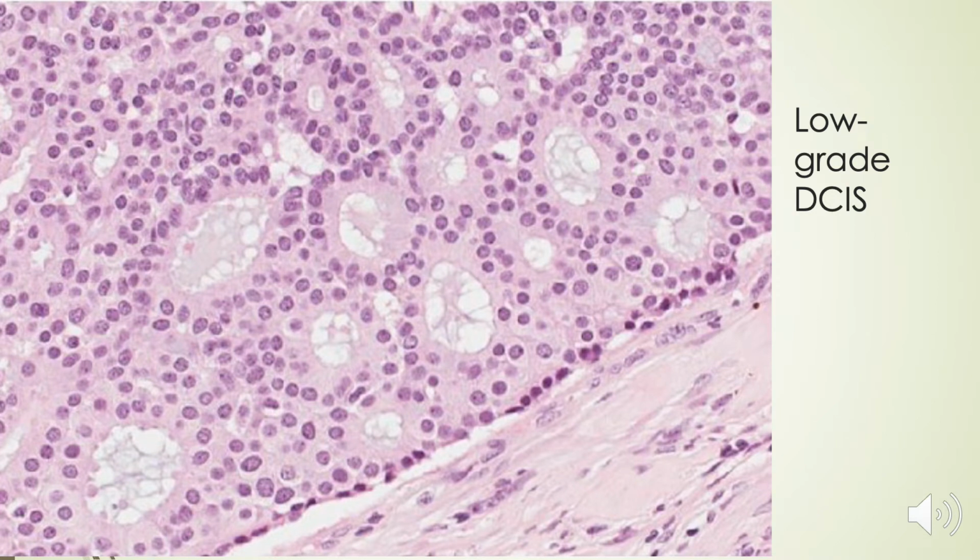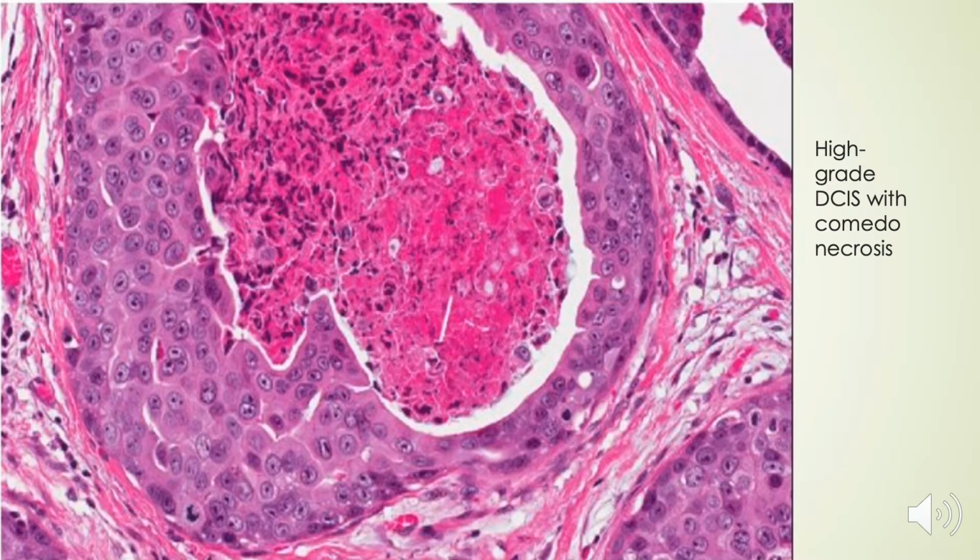This is a picture of a low-grade ductal carcinoma in situ. Note how the cells all look the same. They are small, monotonous, with dense chromatin. This is an example of a high-grade ductal carcinoma in situ. Notice the cells being large with fine chromatin. The nucleolus is very prominent. Notice also the comedonecrosis in the center of this malignant gland.